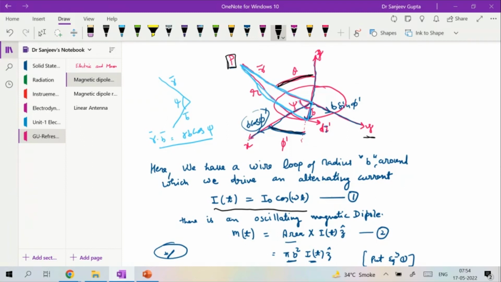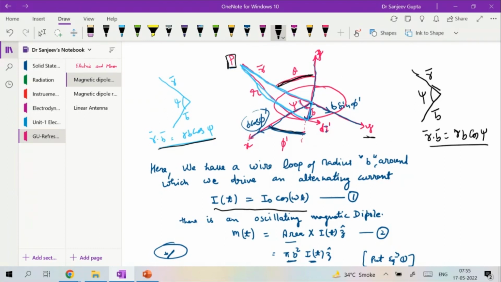Let's say, suppose you have two vectors. I'm just talking about the trigonometry, and you have angle phi. One is r and another is B. So if you have these two, we can always write R dot B, and that is RB cos phi. So this is what I have written.